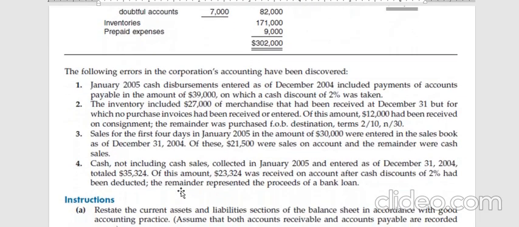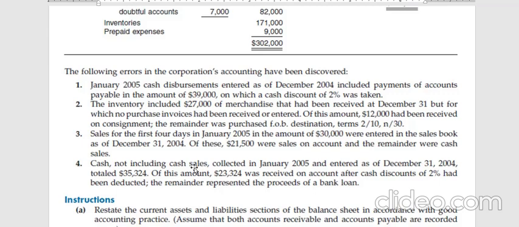Let's go to our fourth point. The fourth point says that cash not including sales. So transaction 3 or information 3 was related to cash but sales related cash. Okay, this one is cash but not related to sales cash or cash sales. We received money but from other than sales as a source.